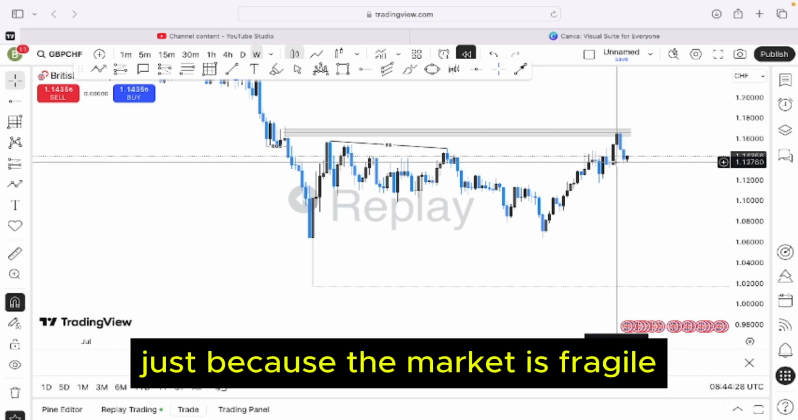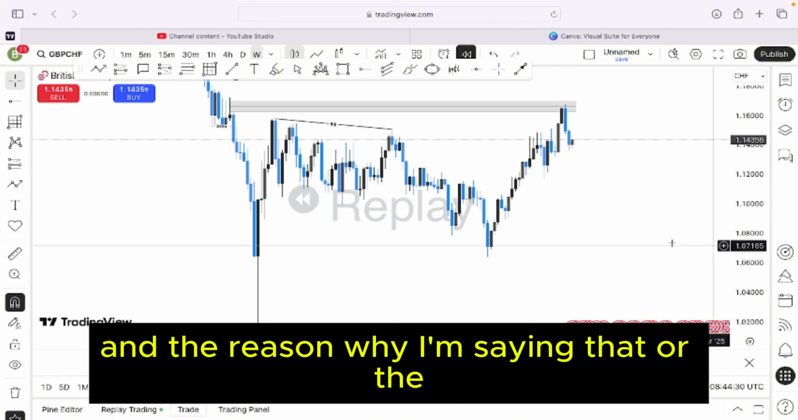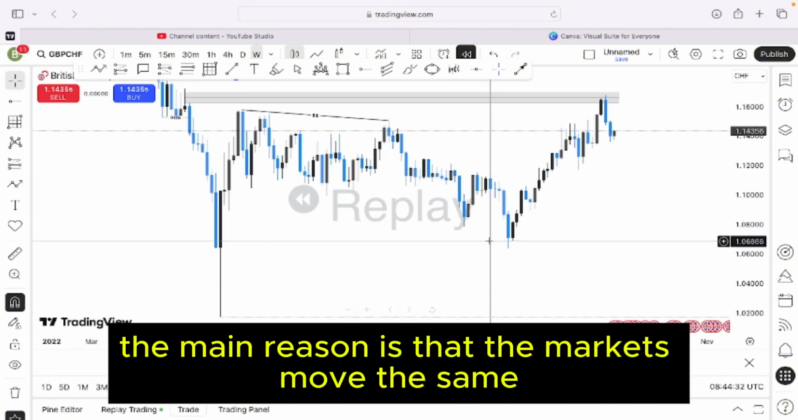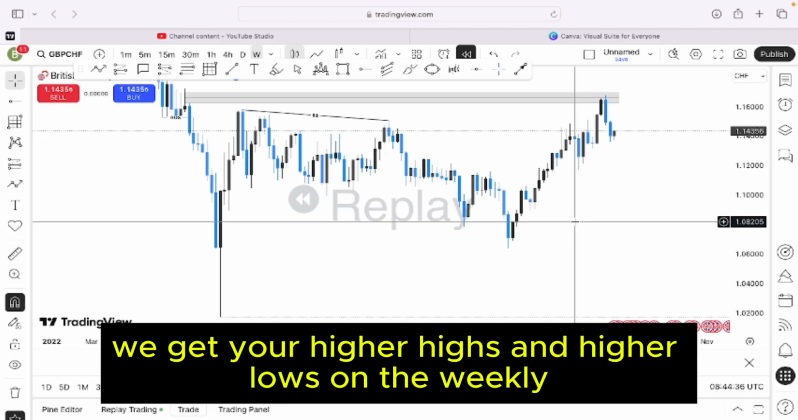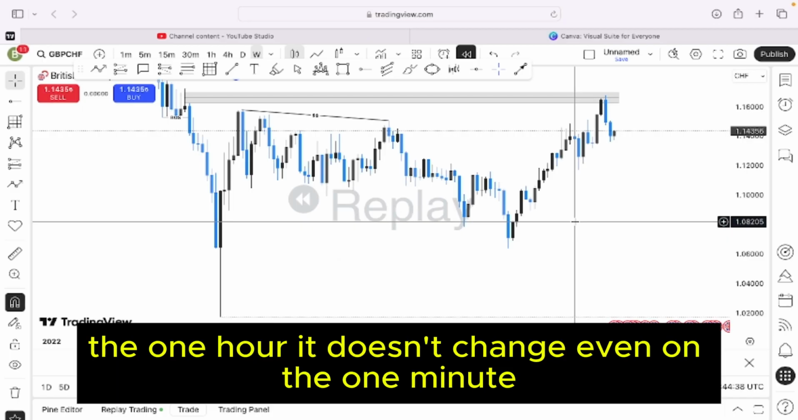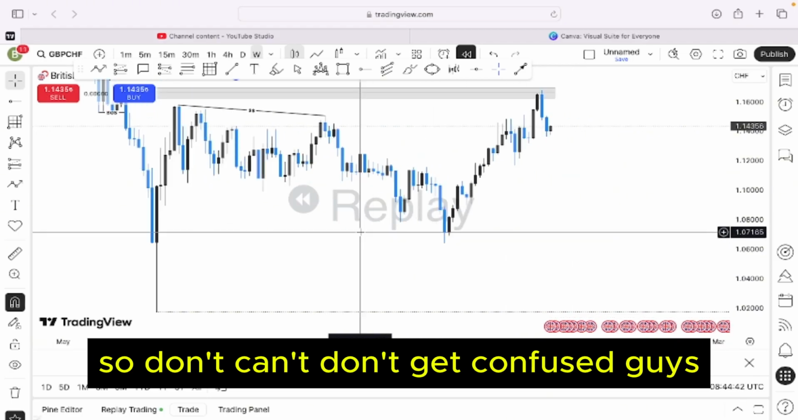just because the market is fractal. And the main reason I'm saying that is that the markets move the same. We get your higher highs and higher lows on the weekly, the daily, the 1 hour. It doesn't change even on the 1 minute. So don't get confused, guys.